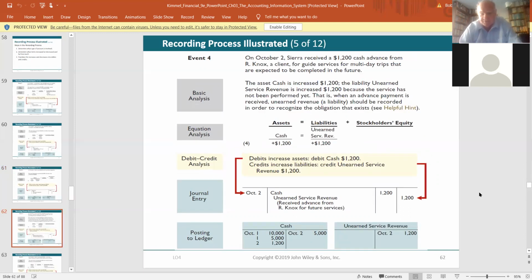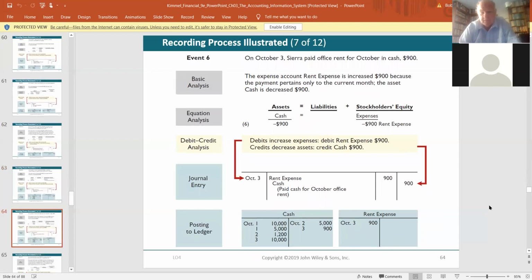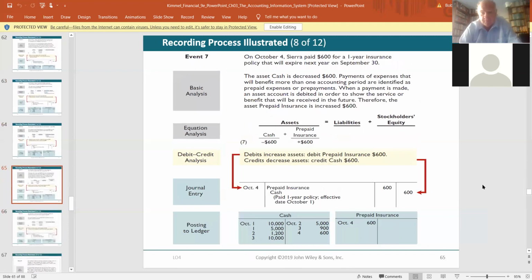They received an advance. This is that liability I was talking about called unearned revenue. Notice the cash amount is building up now. They sold their product or their service for revenues. Cash went up 10,000, revenues went up 10,000. They paid for office rent, huh? So what do we debit? We debit rent expense to increase the expense, and we credit cash to reduce the cash amount.